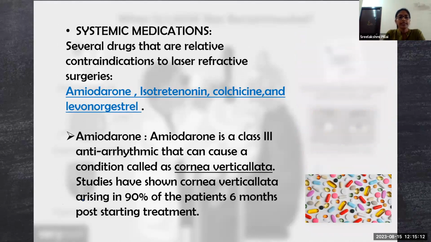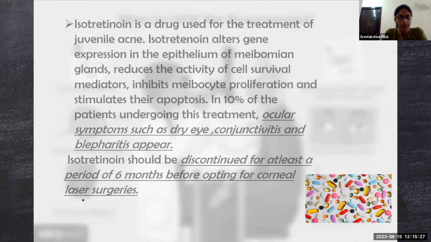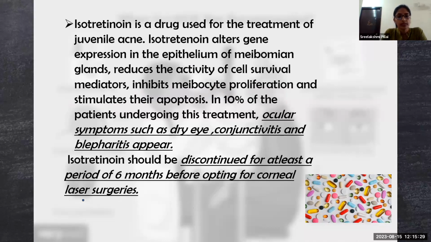Then certain systemic medications like amiodarone, isotretinoin, colchicine, and levonorgestrel are also contraindicated. The first one, amiodarone, is an antiarrhythmic and it can cause cornea verticillata post-surgery. Isotretinoin is used in the treatment of juvenile acne. It can also cause ocular symptoms such as dry eye, conjunctivitis, and blepharitis.